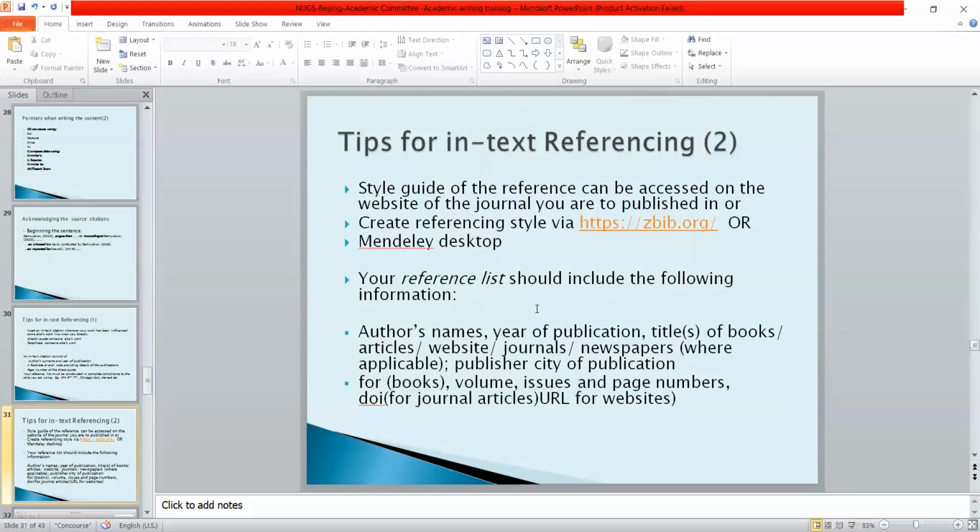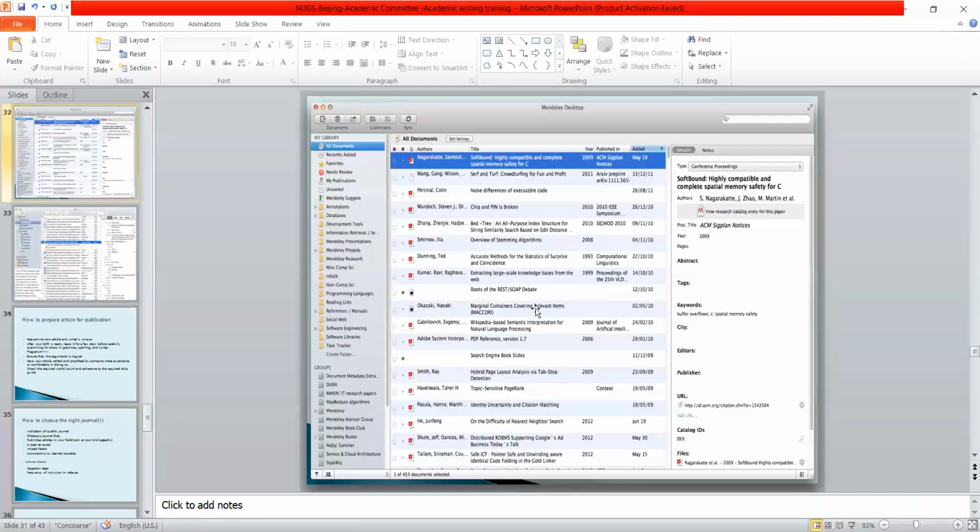Then your reference list should include information such as the author's name, the year of publication, the title of the books and the rest. So when you come to those things, it is very, very important. This is how the Mendeley looks like. If you download all the papers that you have read, you create folders for them, you put them here, and then you generate your citations. It becomes very, very easy. If you are writing within the text, you just put the pointer there, you go to your Word document, you cite the person, and you move ahead.